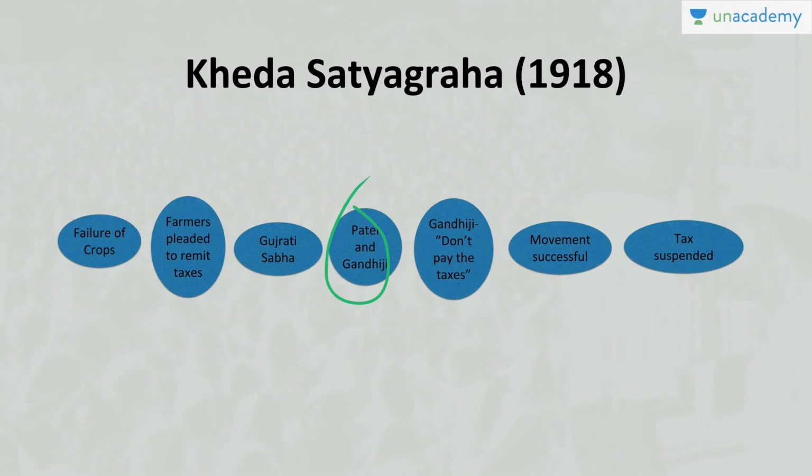This was done to counter the British government, and people of all castes, creeds and religions participated without discrimination. Gandhiji said, don't pay the taxes. It was a kind of civil disobedience, so to speak, and this movement became very successful. Because of Mahatma Gandhi's effort, the tax for the current year as well as the next year was suspended. So these were the three major satyagrahas. People usually get confused about them in prelims.